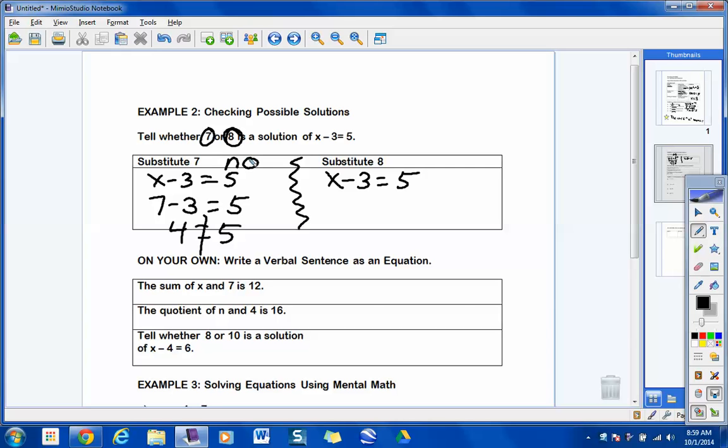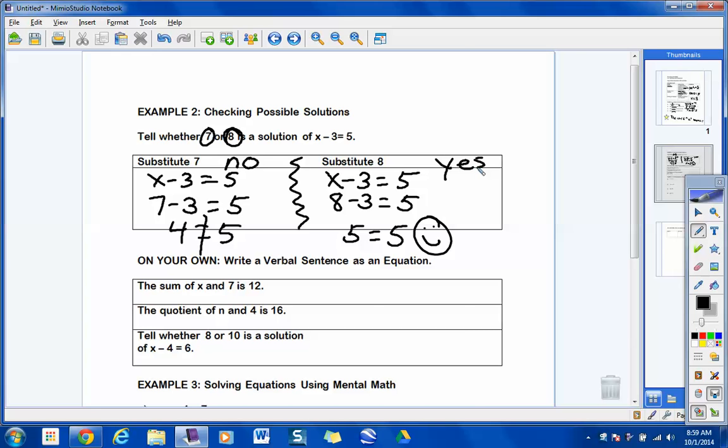Guys, does 8 minus 3 make 5? Yes. It does, doesn't it? So is 8 the solution? 5 equals 5. This is where a person is happy. Okay? That's good news. So is 8 the solution or not? Yes. Okay, so if they give you possible numbers to plug in, gang, and say, hey, is this a solution? Can you tell me yes or no?